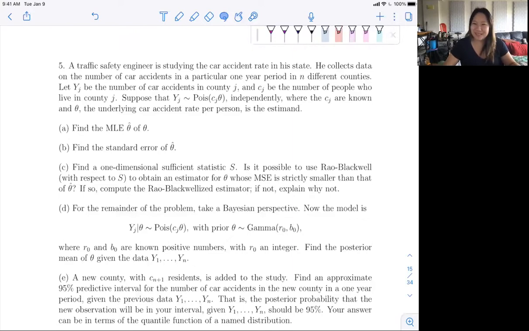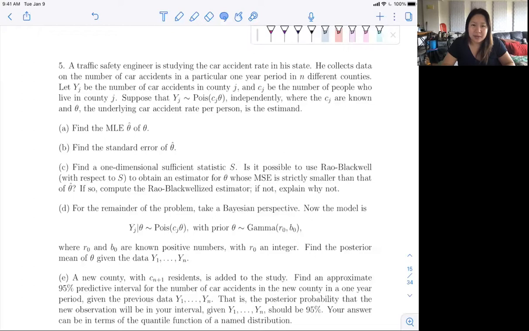Yeah, so let's get right into it. I hope you guys take a look at this problem beforehand and take a stab at it before coming to this video. Okay, so a traffic safety engineer is studying the car accident rate in his state. He collects data on the number of car accidents in a particular 1-year period in N different counties.